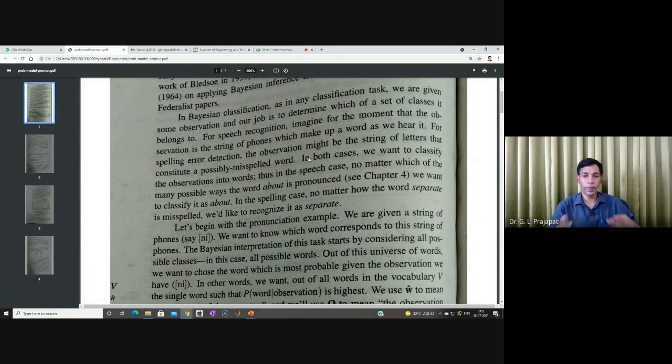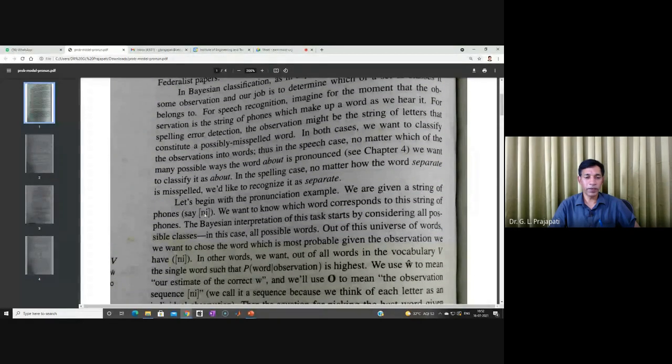For example, you have the phones "n" and "i," giving "ni." This is a sequence of observations. Why is it a sequence? Because in the observation we consider two things, one is "n" and one is "i." Given this observation, you might be speaking "need," or "neat," or "nil," or "the." Some say "the" or "thee." In phonemes this also comes. So this is the observed sequence.